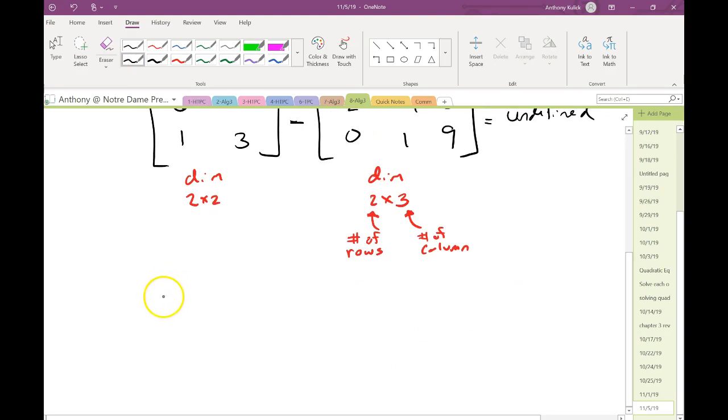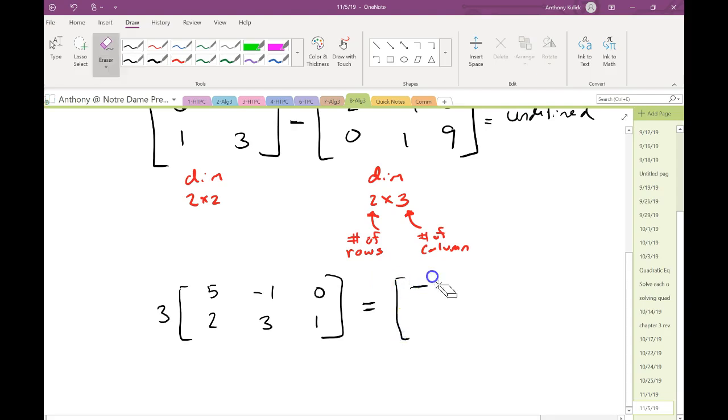So for scalar multiplication, we could ask you to do something like this. Remember, a scalar is just like a regular number, like the 3 out front there is my scalar. What do we get when we do scalar multiplication? What's the first entry in our matrix going to be?